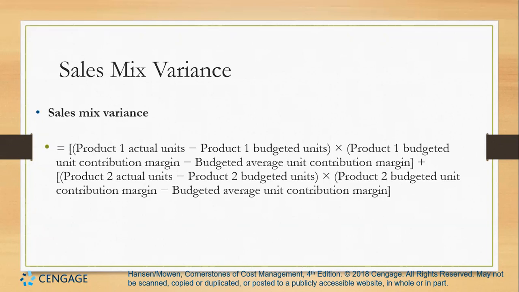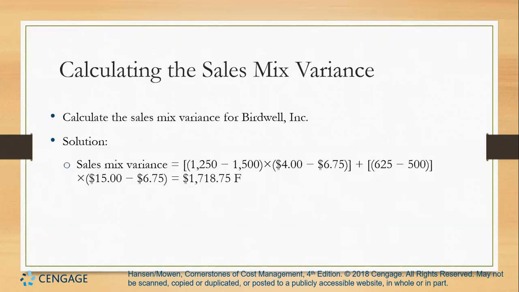For the sales mix variance: product 1 actual units minus budgeted units times product 1 budgeted unit contribution margin minus budgeted average unit contribution margin, plus product 2 actual units minus product 2 budgeted units times product 2 budgeted unit contribution margin minus the budgeted average unit contribution margin. So we now apply the formula, giving us the variance of 1,718.75 favorable.